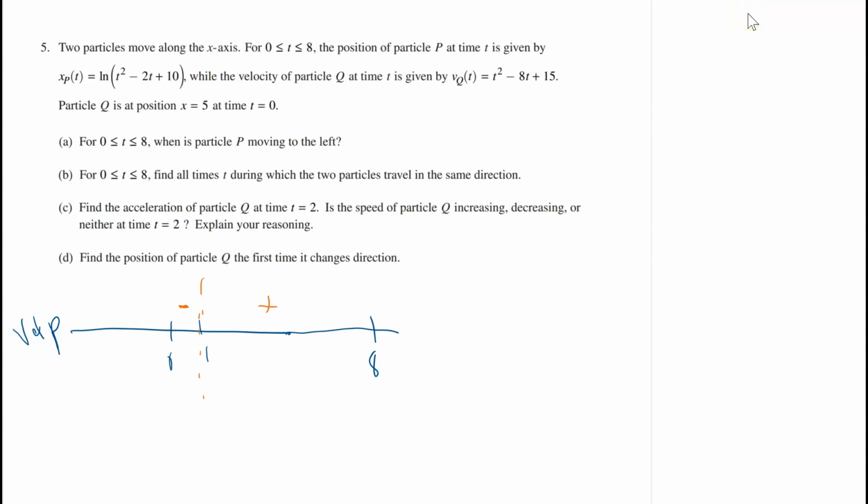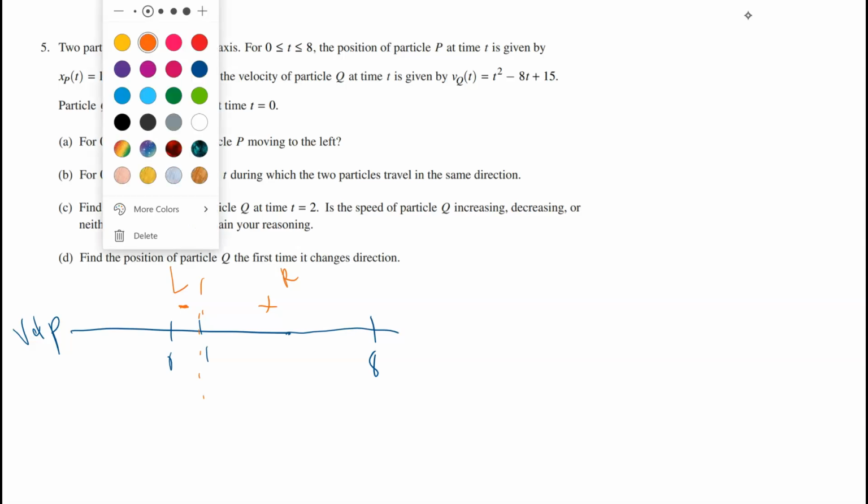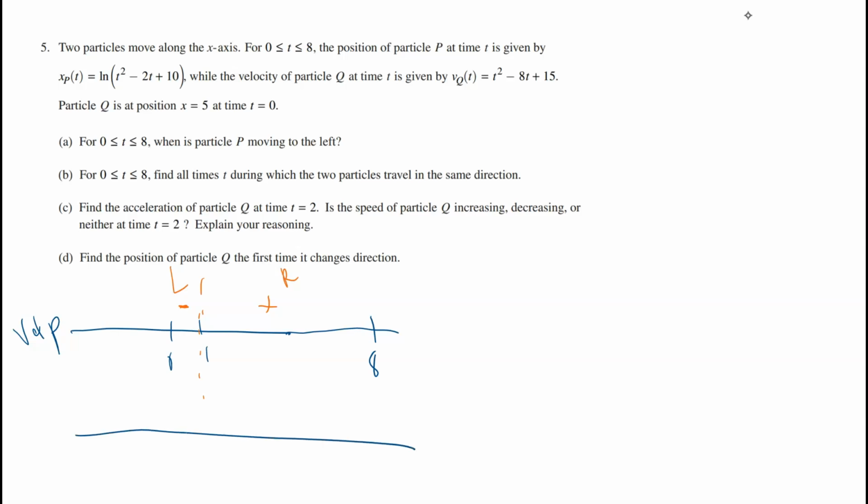Okay, so part B. So same thing. For t between 0 and 8, find all the times t during which the two particles travel in the same direction. Okay, so this is still a left versus right situation. We already know for particle P that we're moving to the left here and we're moving to the right here. We need to do the same thing for Q. All right, so I need a number line for the velocity of Q. And if I can do the same thing with Q, then I can look at where these things overlap.